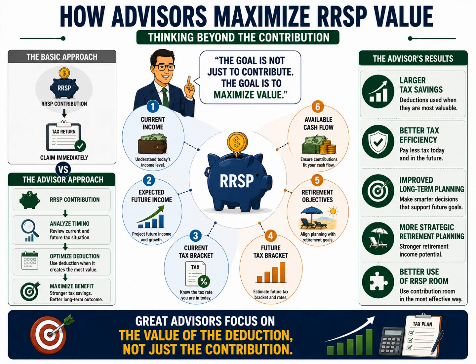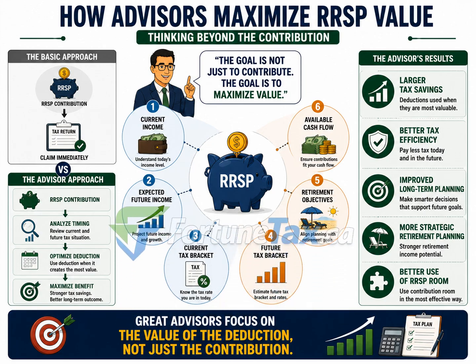This slide brings together the most important lesson from this entire RRSP planning section. Professional advisors do not focus only on making RRSP contributions. They focus on maximizing the value created by those contributions. At first glance, RRSP planning can appear simple. A client contributes money, a deduction is claimed, and taxes are reduced. But experienced advisors know that effective RRSP planning requires a much broader perspective. That is why the RRSP sits at the center of this slide, surrounded by multiple planning factors.